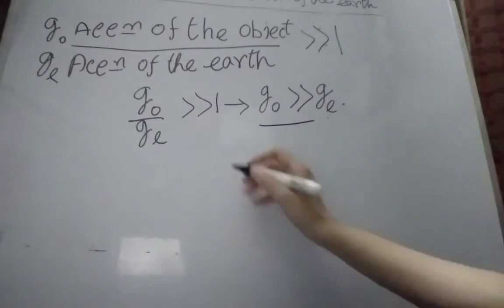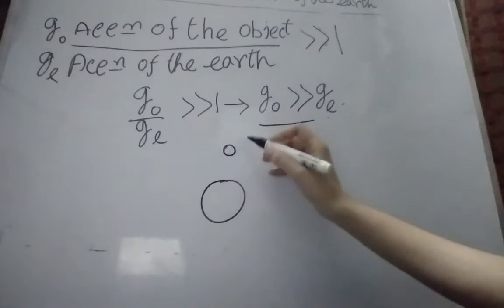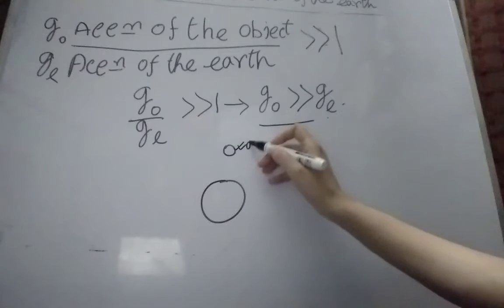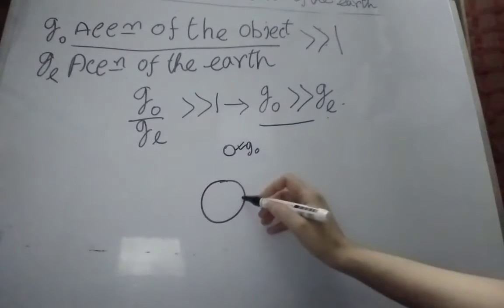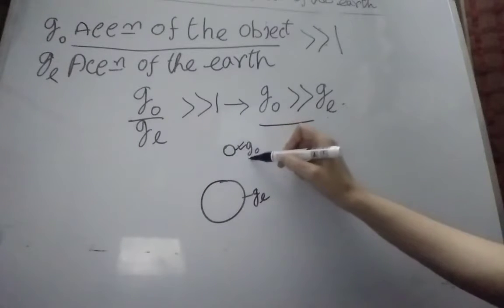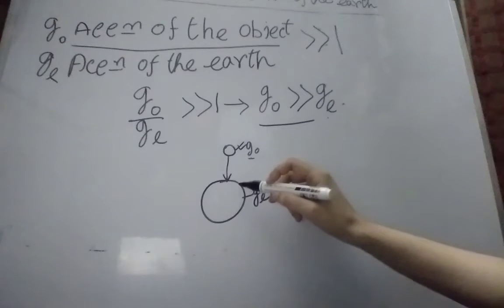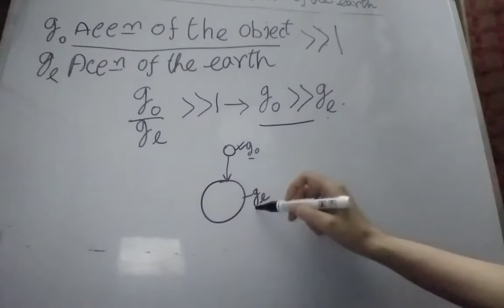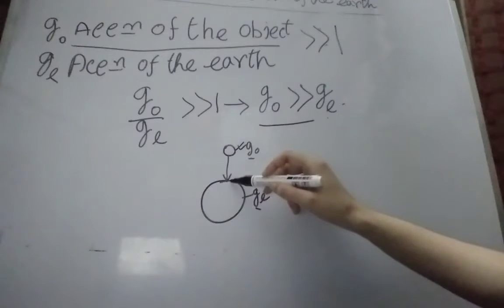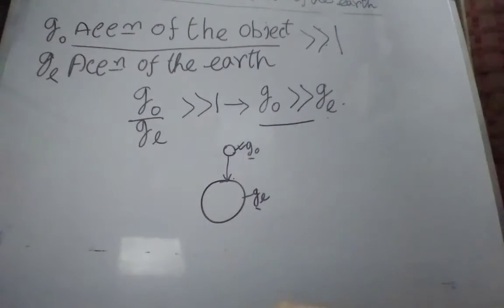So if this is the earth and this is any other object, we can say that the acceleration of this object, GO, is very much greater than the acceleration of the earth, GE. As the acceleration is greater, this object will fall freely on the earth, but due to the large mass and the small acceleration, the earth will have almost no effect, and the earth will never fall on this object.